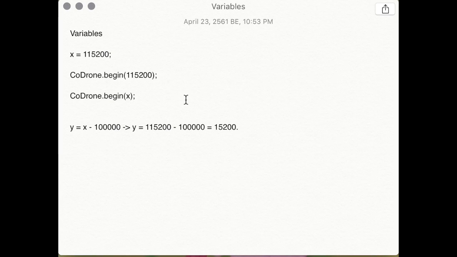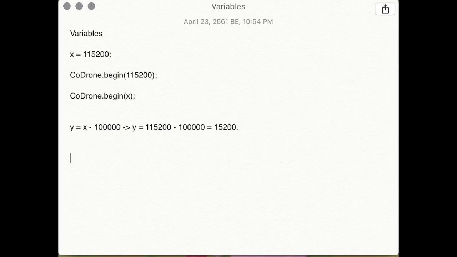So instead of writing this, we can just write y equals x minus 100,000, and it will be the same as this. You can also do equations such as divide, multiply, or add those numbers, which is very useful as you can make variables depend on each other.